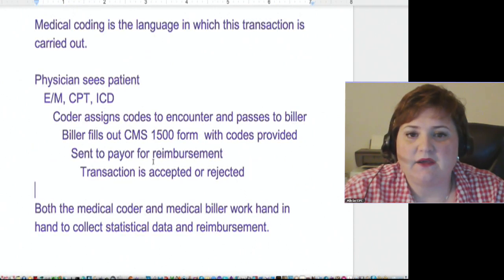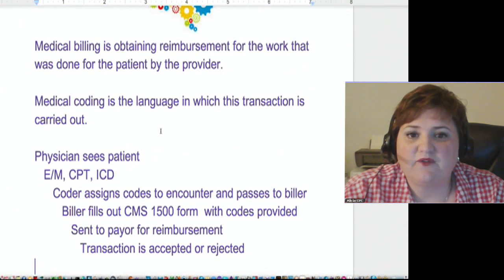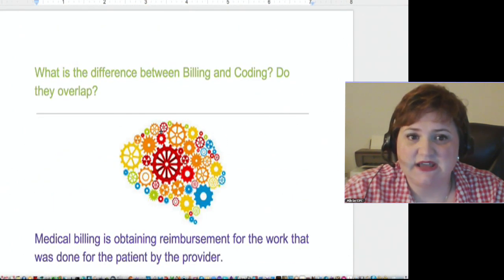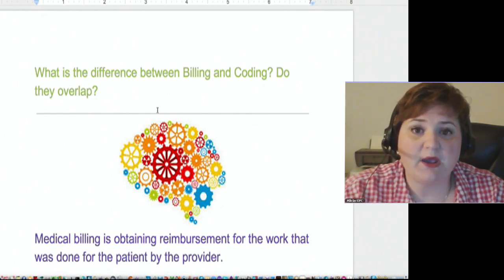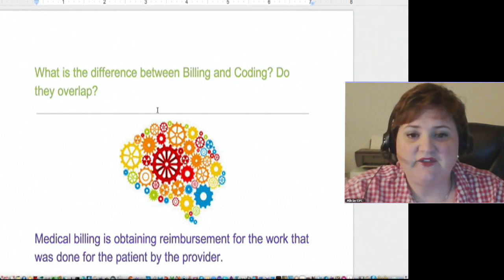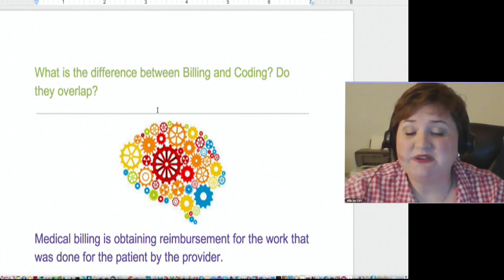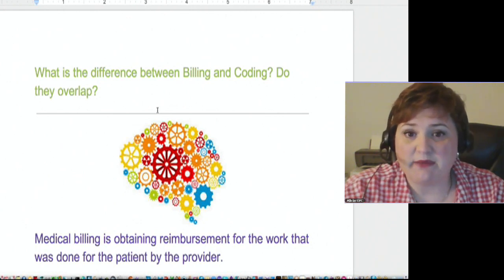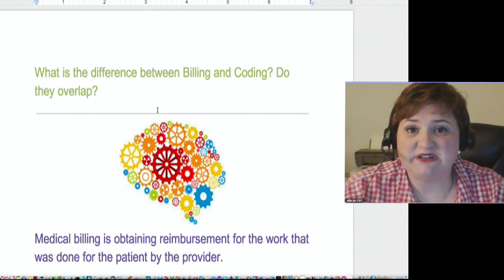So the biller and the coder perform two different services. Their jobs overlap, and you could have one person performing both jobs if it's a small practice, maybe one physician, or even maybe 2 doctors, or maybe a specialty like a podiatrist, where maybe there's more than 1 doc, but it's repetitious.